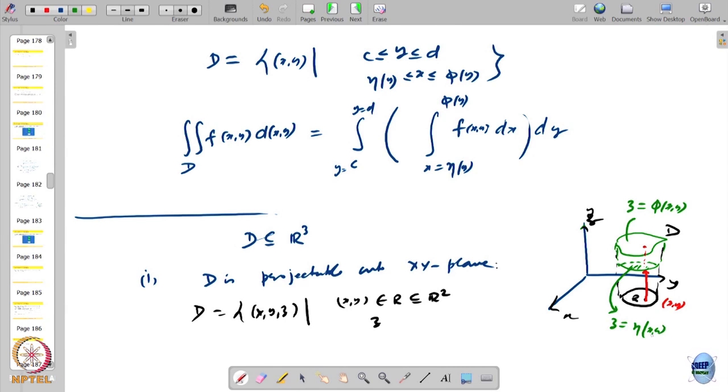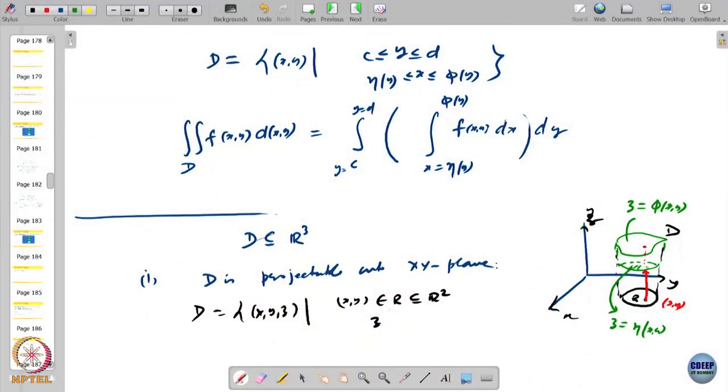So the domain can be projected onto the xy plane. The projection is a region R in the xy plane. So how do the points in the domain look? They look like (x,y) belongs to R, that is the projection, and for every point (x,y), z starts at this surface, that is eta(x,y), and goes up to the top surface, that is phi(x,y). So it is a kind of cylinder you can think of in R3, which has a projection onto the xy plane.